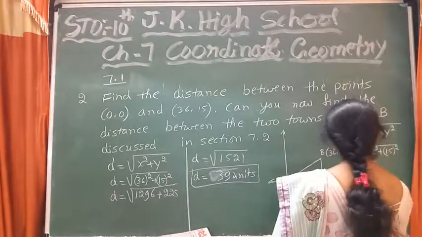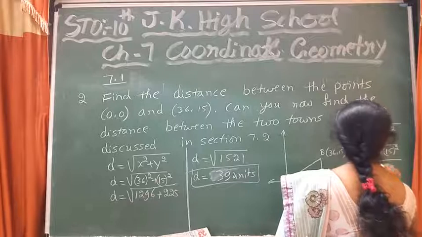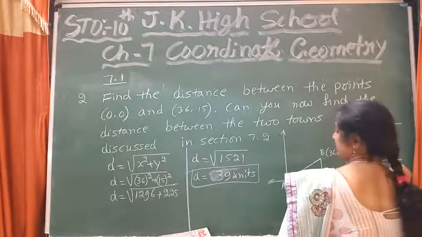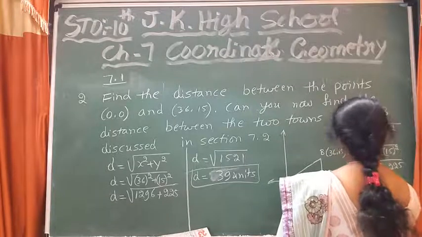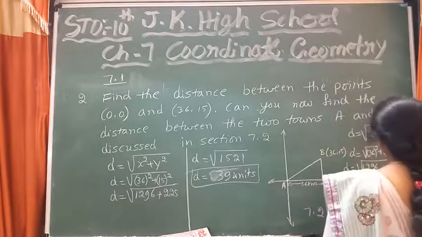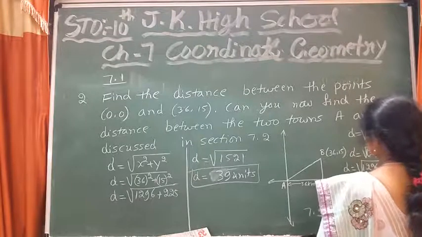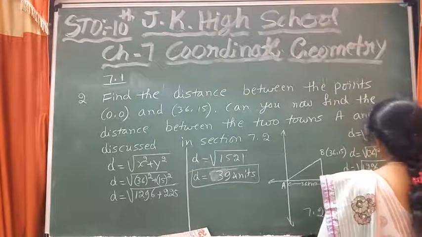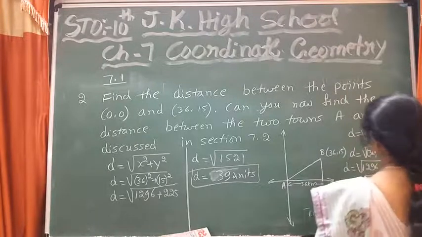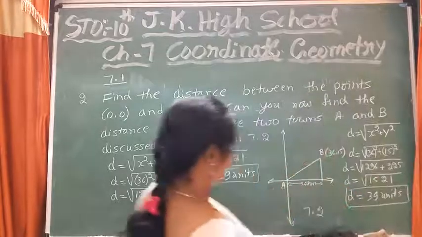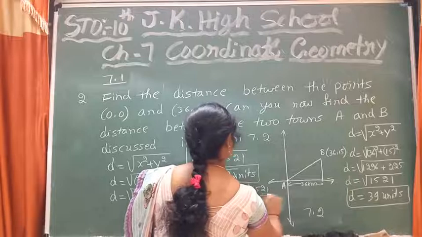Okay, so distance is equal to the square root of 1296, which is 36 multiplied by itself, plus 225, which is 15 multiplied by itself. After adding these two, you are going to get the square root of 1521. The square root of this value is 39 units. So how do you find the square root of 1521? If you do not get the idea, you can find out the prime factors.